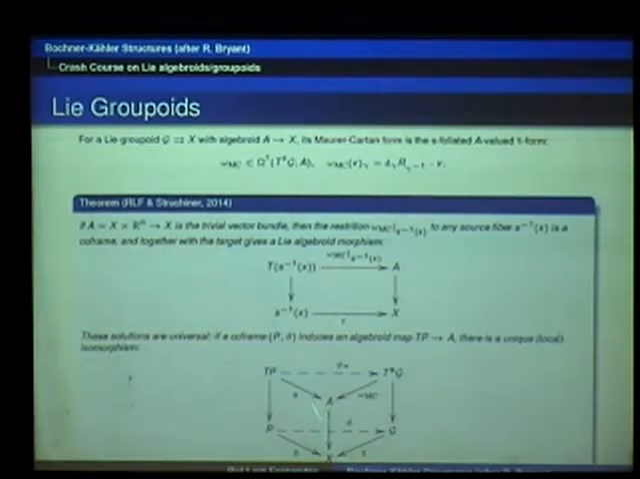So this means that if you are interested in finding coframes that have this property that map to this A, you can find them by finding integrations of A and finding source fibers with the restriction of the Maurer-Cartan one form. And that's the basic idea behind how to solve this Cartan problem.